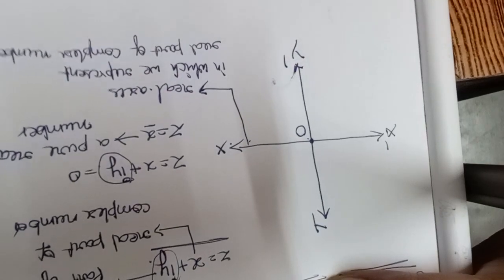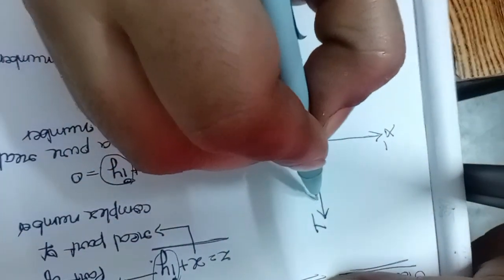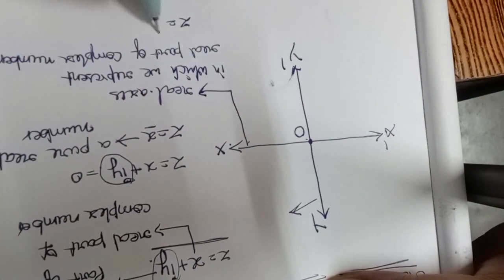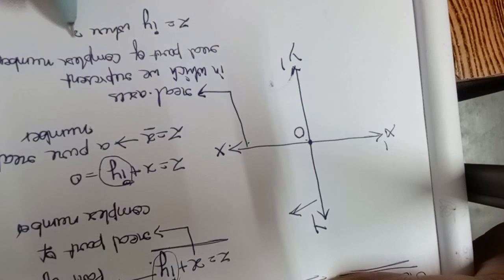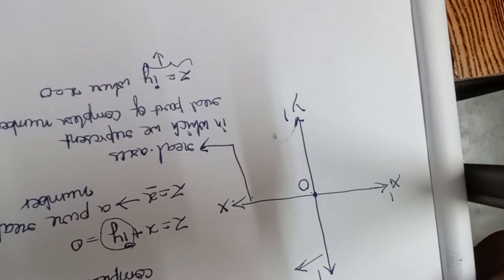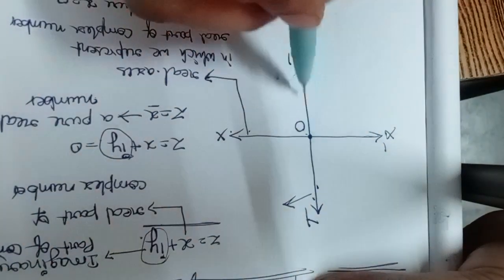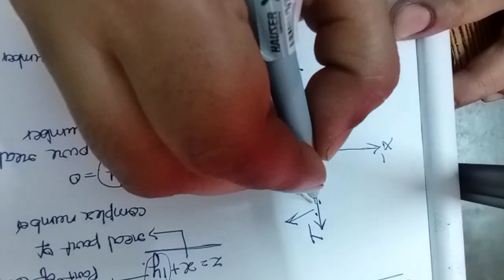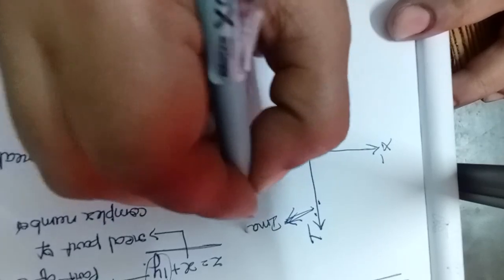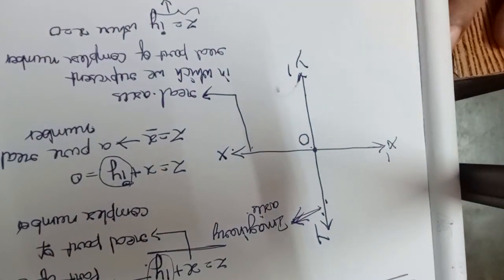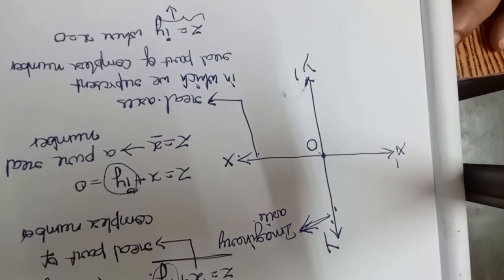And what about y dash? If you take a purely imaginary number, z equals iy, where x is equal to 0. We call this the imaginary part. So on the y dash axis, we can represent the imaginary part of the complex number. So we call this y axis the imaginary axis, used to represent the imaginary part.